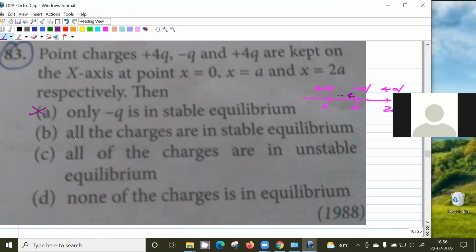All charges are in stable equilibrium. That's not true. All charges are in unstable equilibrium. For this 4q, there will be a repulsive force from here and an attractive force from here. So if it moves towards this one, the attractive force will increase and the repulsive force will also increase.